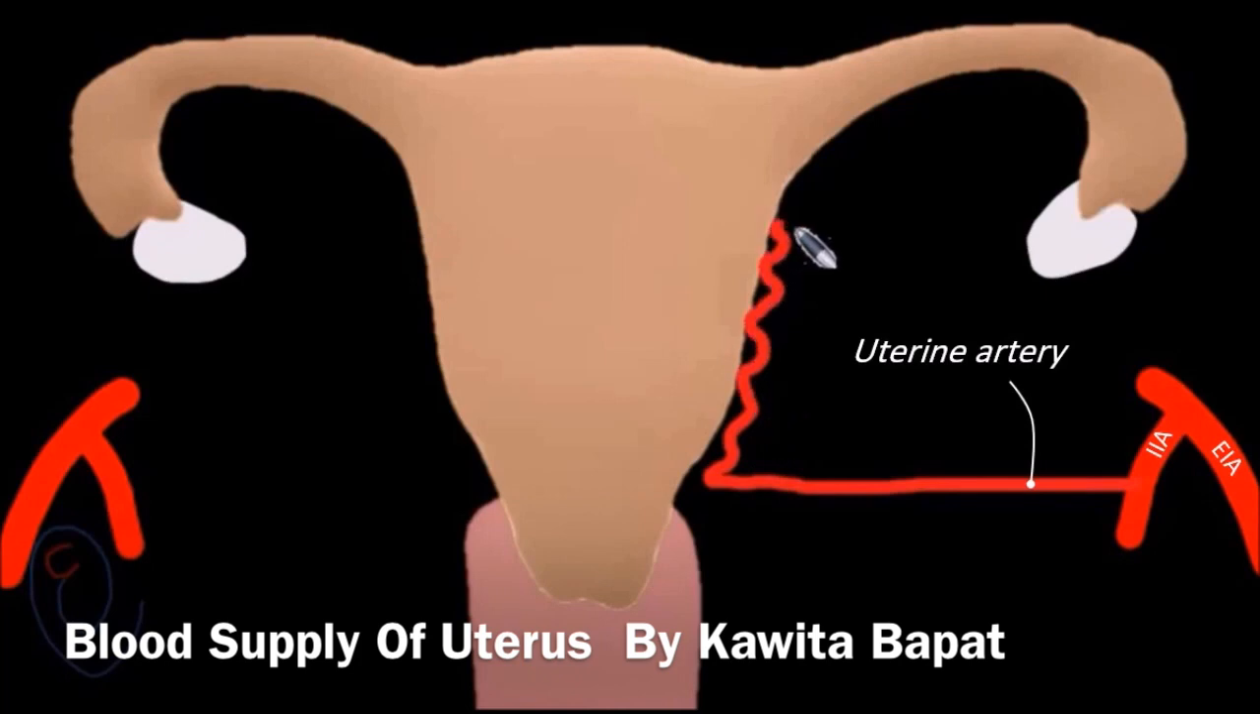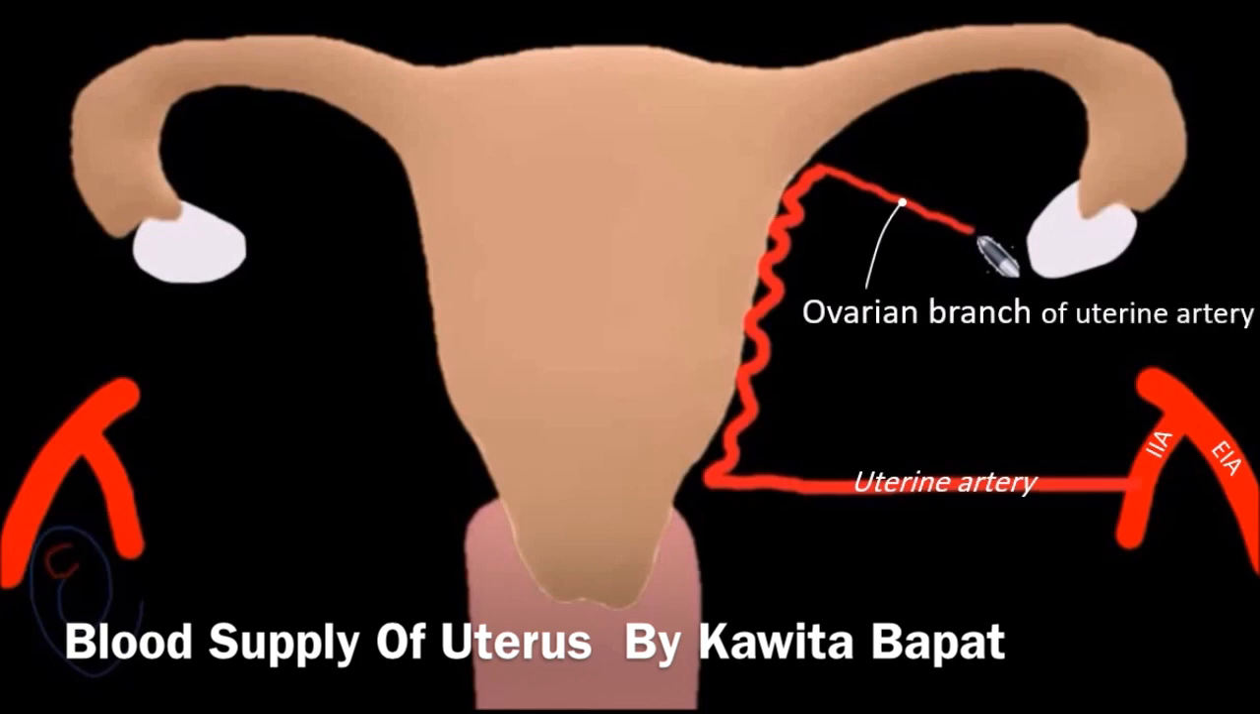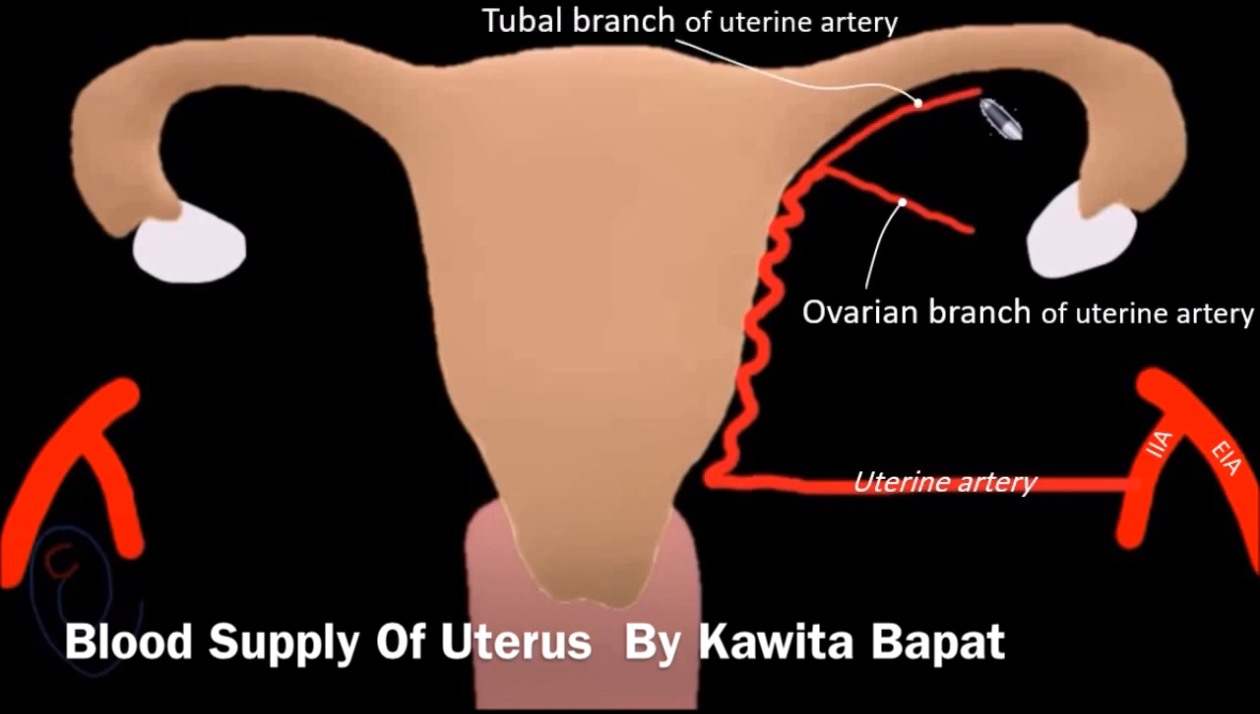The ascending branch runs very laterally to the uterus and is very convoluted, and it divides at the level of the fallopian tube into three branches. The first is the ovarian branch of the uterine artery, which runs towards the ovary. The upper one is the tubal branch, which goes into the mesosalpinx of the tube, and the third is the fundal branch, which goes into the uterus.